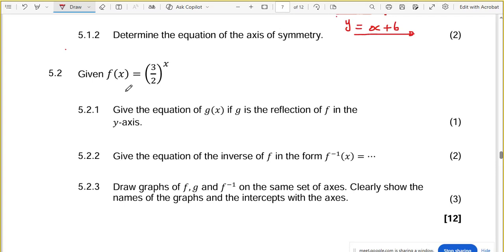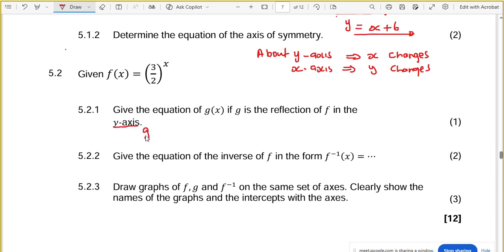Okay, so look at this. If you reflect about the y-axis, the x changes. You understand? Yes. And if you reflect about the x-axis, the y sign changes. So now the question says about the y-axis, you're going to change the sign of the x.